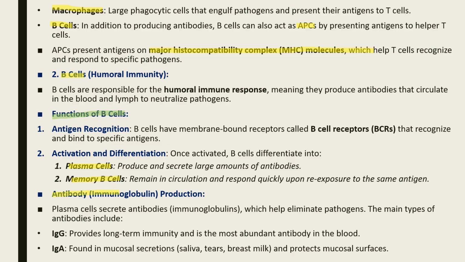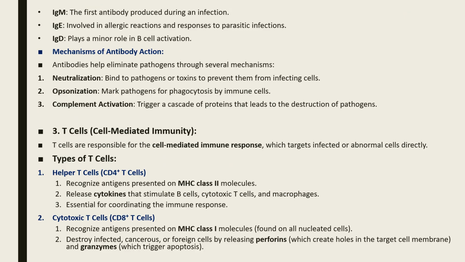Antibody production. Plasma cells secrete antibodies, immunoglobulins, which help eliminate pathogens. The main types of antibodies include IgG and IgA. IgG provides long-term immunity and is the most abundant antibody in the blood, while IgA is found in mucosal secretions, saliva, tears, and breast milk, and protects mucosal surfaces.